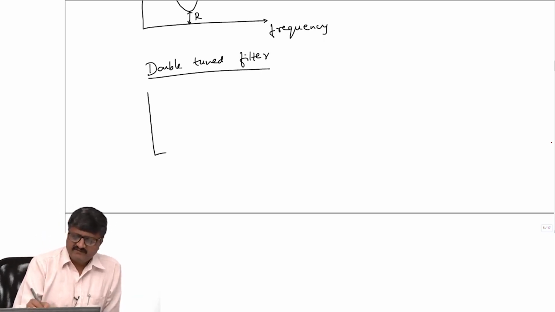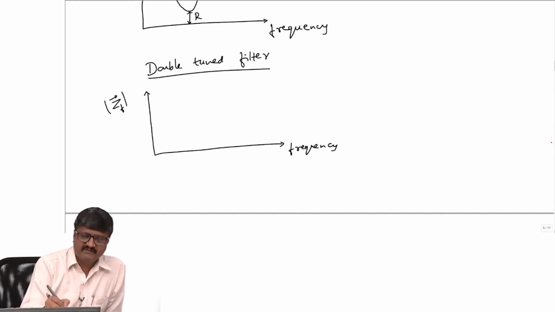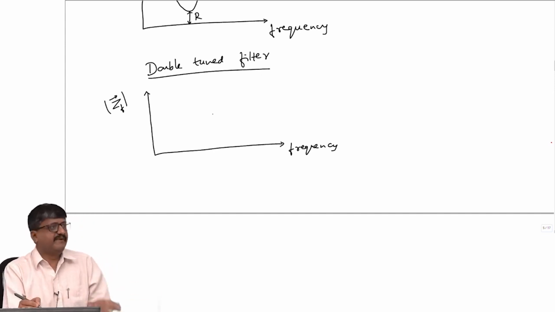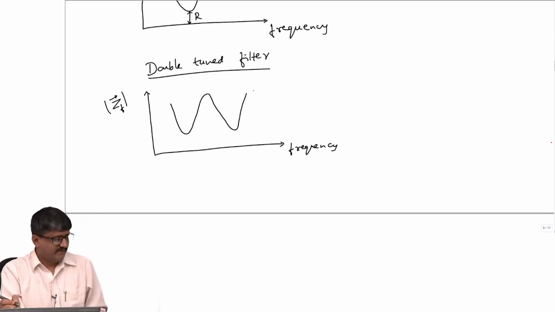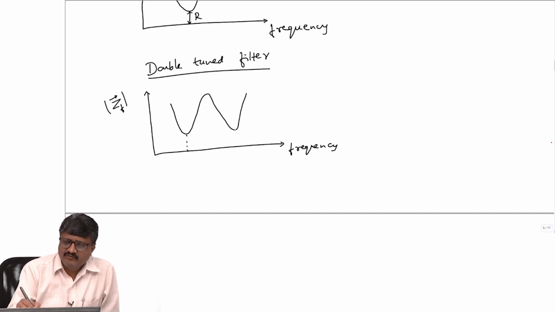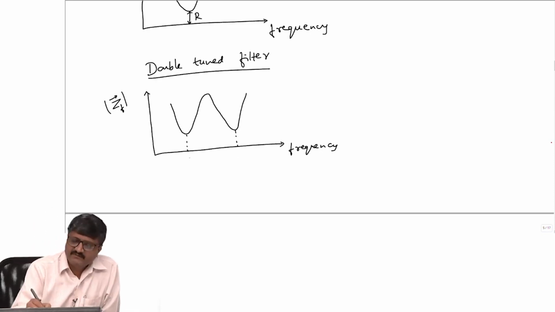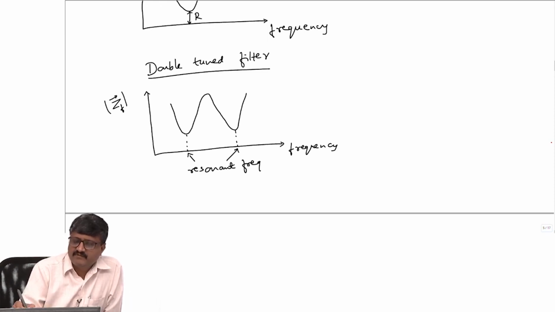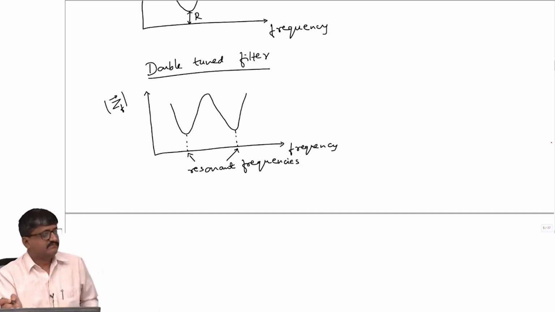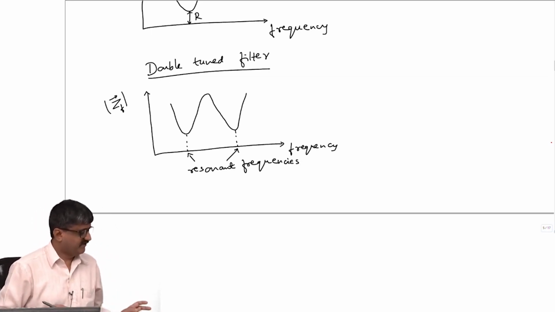the graph is like this. If I plot the magnitude of the filter impedance as a function of frequency, then I get 2 minima, instead of 1 minima. Again, these two values of frequency at which I have minima are known as the resonant frequencies. So, what I would ask you to do is try to get an expression for the resonant frequencies.